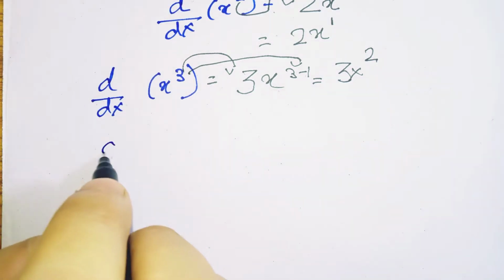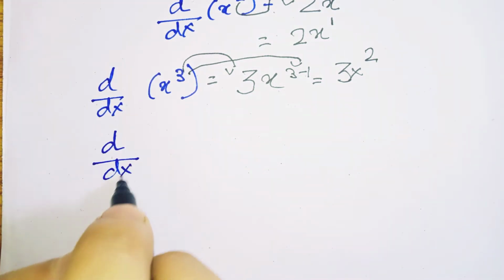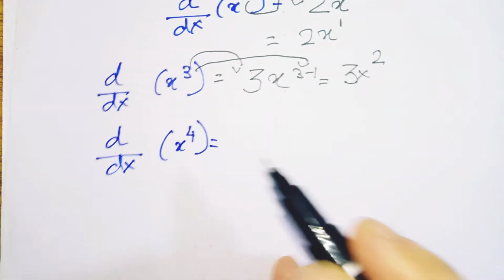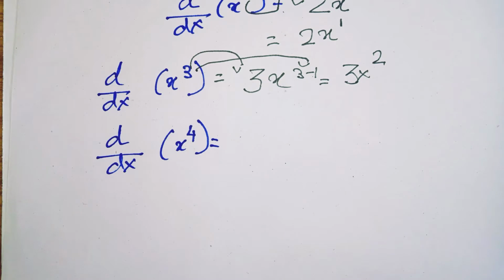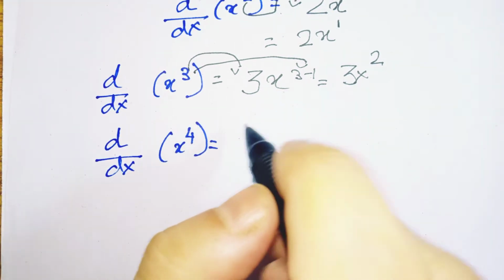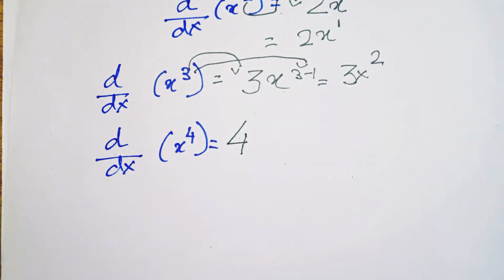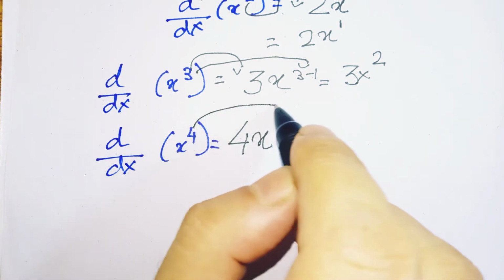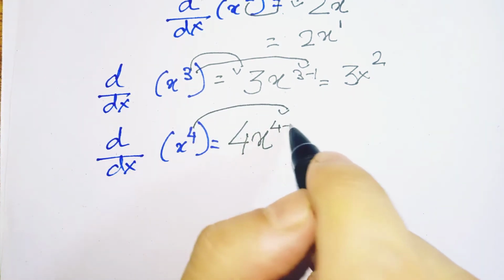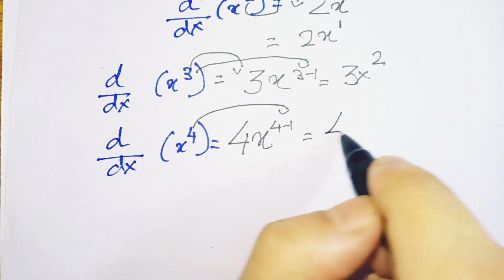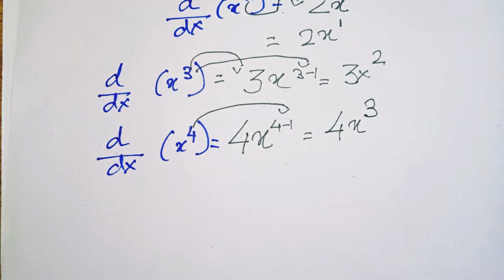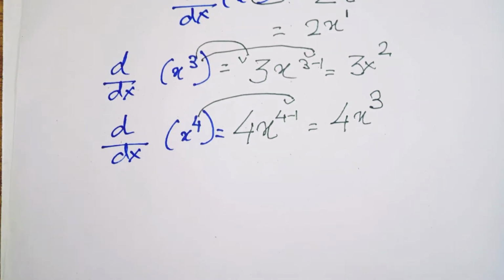How do we solve d by dx of x raised to the power 4? You can try it yourself, or use the same way. We write 4, then x, and then we reduce the power to 4 minus 1. Eventually it becomes 4x raised to the power 3. So that is how it happens.